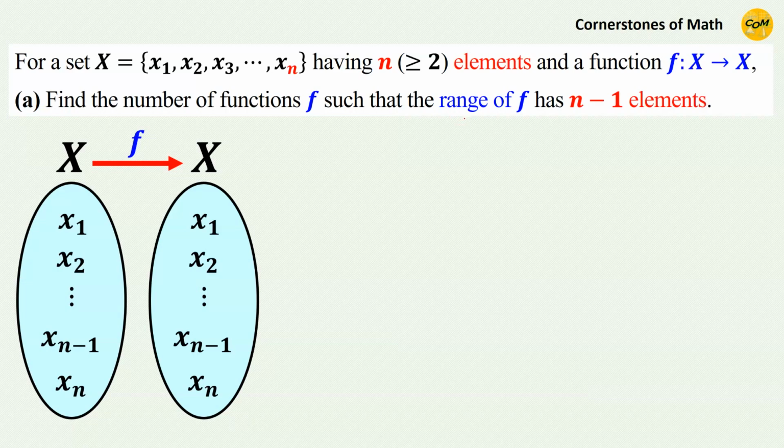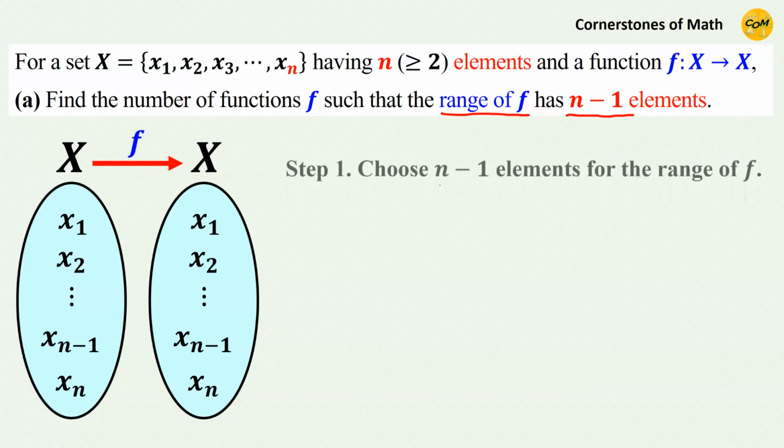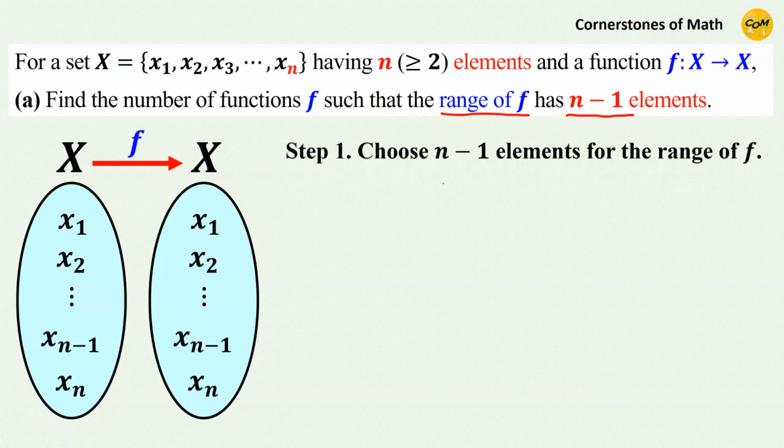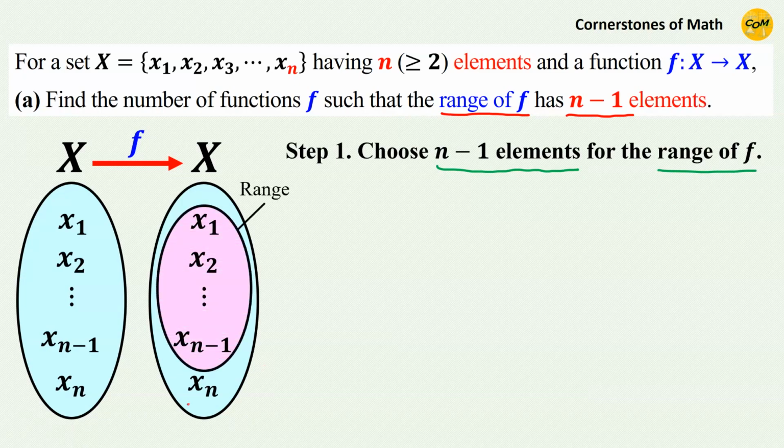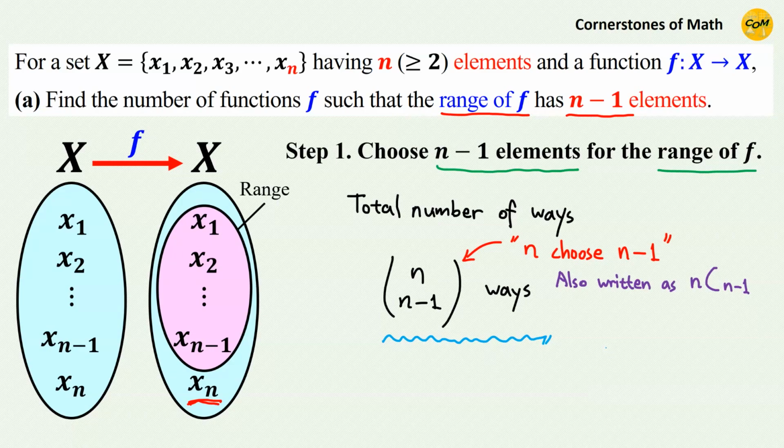Alright, now let's start from the first problem. Finding the number of functions f such that the range of f has n-1 elements. Obviously, the first step should be choosing n-1 elements from n elements of X, so that these n-1 elements are the elements of the range of f. For example, in this choice, the last element xn is unselected so that the range of f has n-1 elements. But this is not the only way of choosing n-1 elements. There are a total of n choose n-1 choices for that. Pretty simple so far.